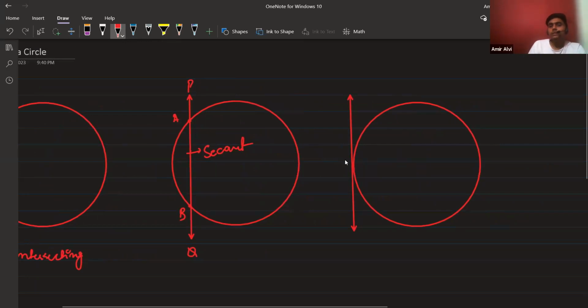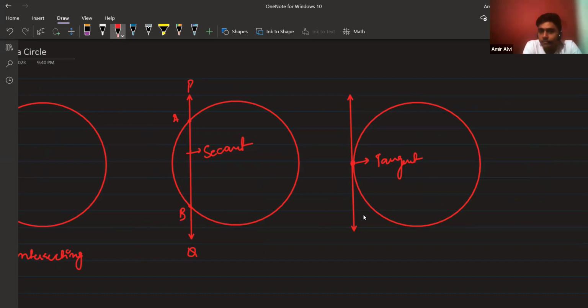And when the line just touches one point on the surface of the circle, it is called a tangent. Tangent. Okay. So like we have done in trigonometry, tan theta. How many of you remember that? Sec theta. Yes, remember, sir. So tan theta is the representation of this part.